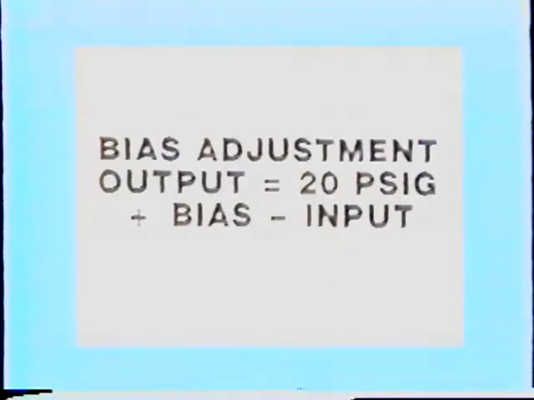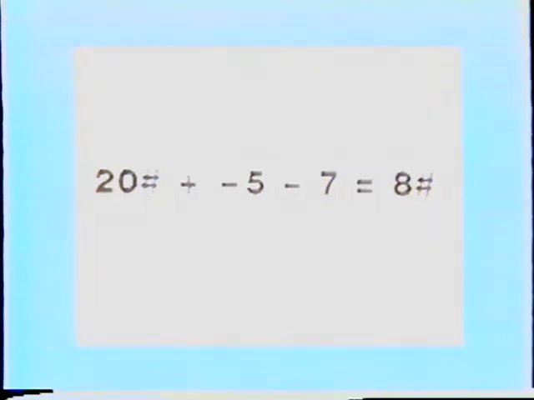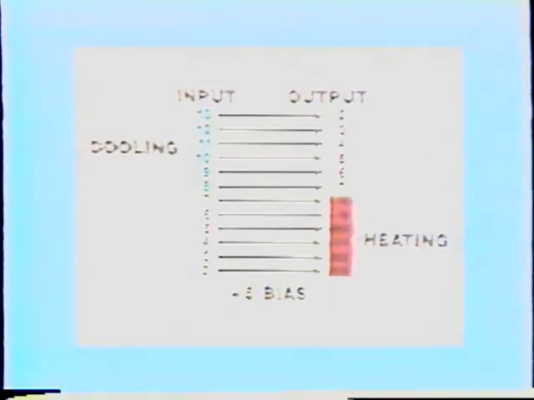To assure that the steam valve is closed before the chilled water valve is opened, it is desirable to have the steam valve fully closed with a 7 pound branch pressure from the thermostat. To calculate the output of the reversing relay, starting with a 20 pound main air supply, add the bias setting and subtract the input pressure. The formula looks like this: 20 pounds plus the -5 pound bias minus 7 pound branch from the thermostat equals an 8 pound output from the reversing relay. This creates a 1 pound deadband between heating and cooling.